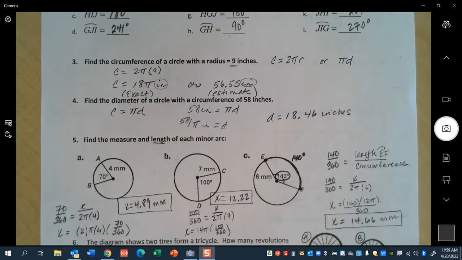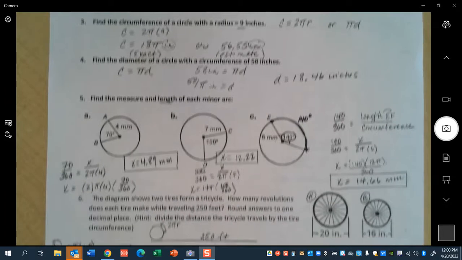Would you turn to your partner, show them where the pi button is on the calculator? Okay. When you go to find the diameter, whether you know your circumference as 2 pi r or pi d, it depends on the situation. An exact value would be 58 divided by pi inches. And when I actually do that calculation, I get that.